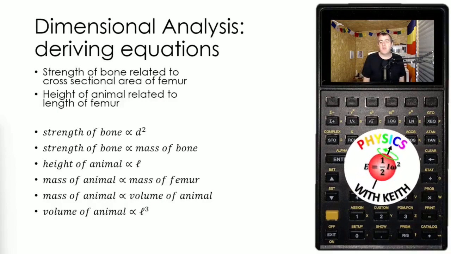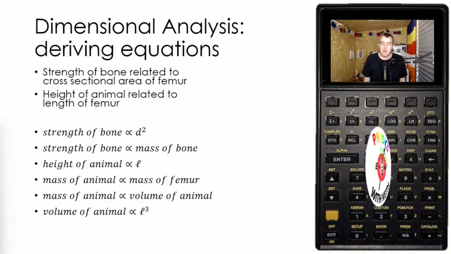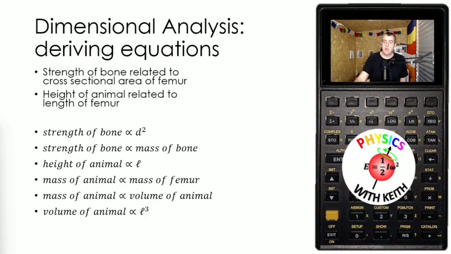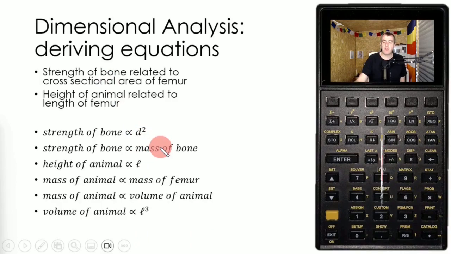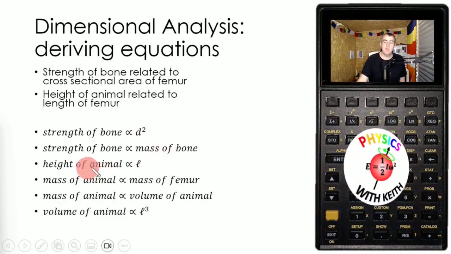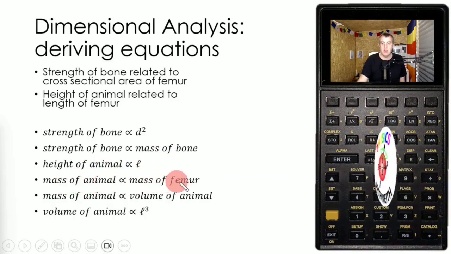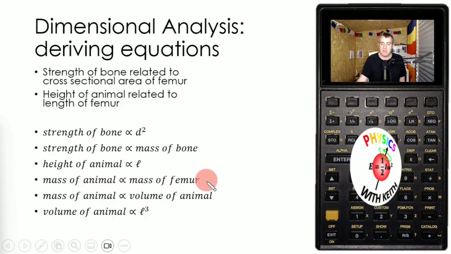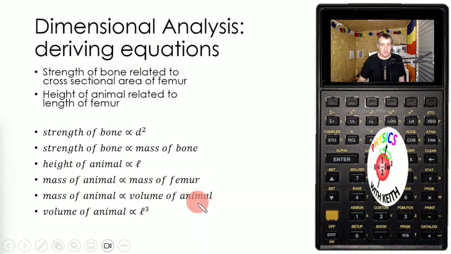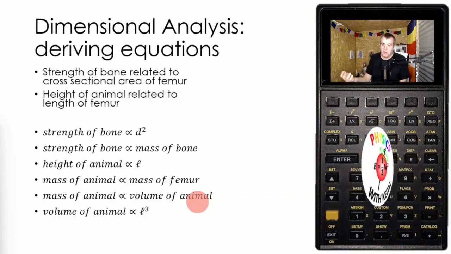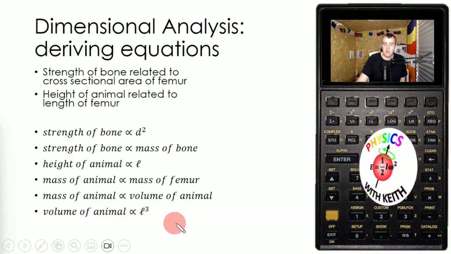So we reckon that the strength of the bone is going to be related to the area of the bone, the cross-sectional area. We also think that if the bone is more massive, it's probably going to be stronger as well. The height of the animal is going to be related to the length of the femur. The mass of the animal is going to be related to the mass of the femur. That kind of makes sense. Mass of the animal proportional to the volume of the animal, and therefore the volume of the femur. It all kind of makes sense. And so the volume of the animal is proportional to the volume of the femur.